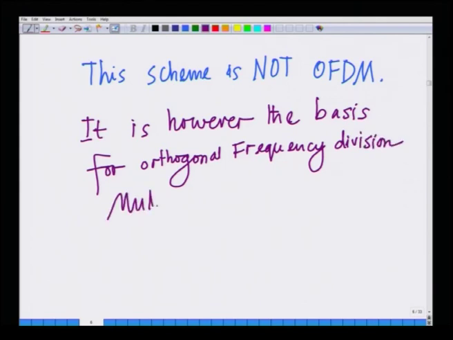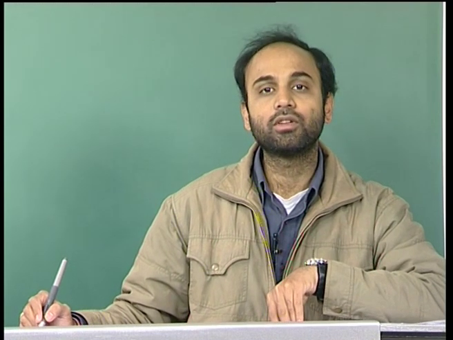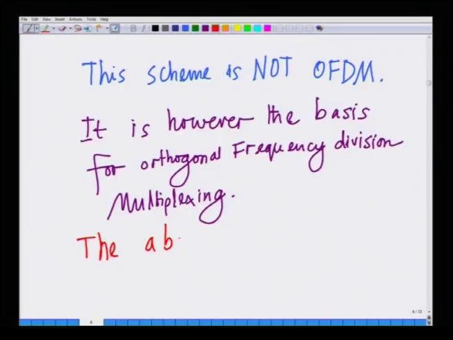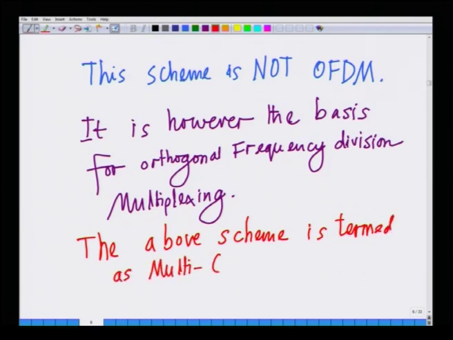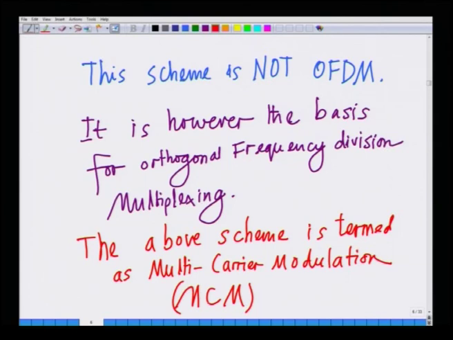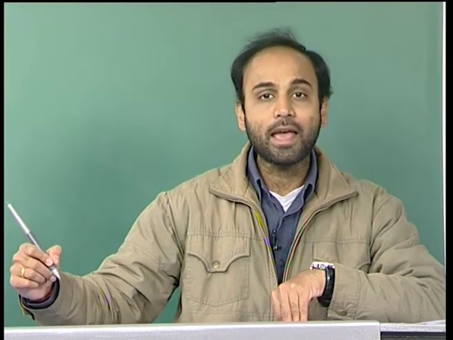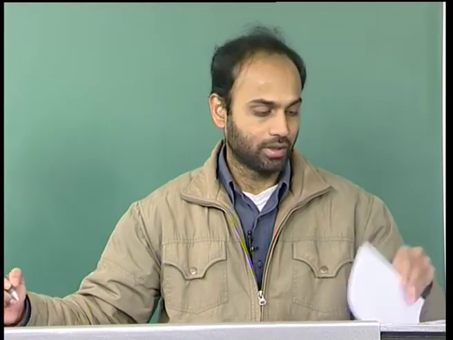It is however the basis for orthogonal frequency division multiplexing, that is OFDM, and this scheme that was just illustrated has a name. We are using multiple subcarriers for information stream modulation, and this is termed as multi-carrier modulation, in short abbreviated by MCM. So, the scheme that we illustrated above is termed as multi-carrier modulation, abbreviated as MCM, which stands for multi-carrier modulation.